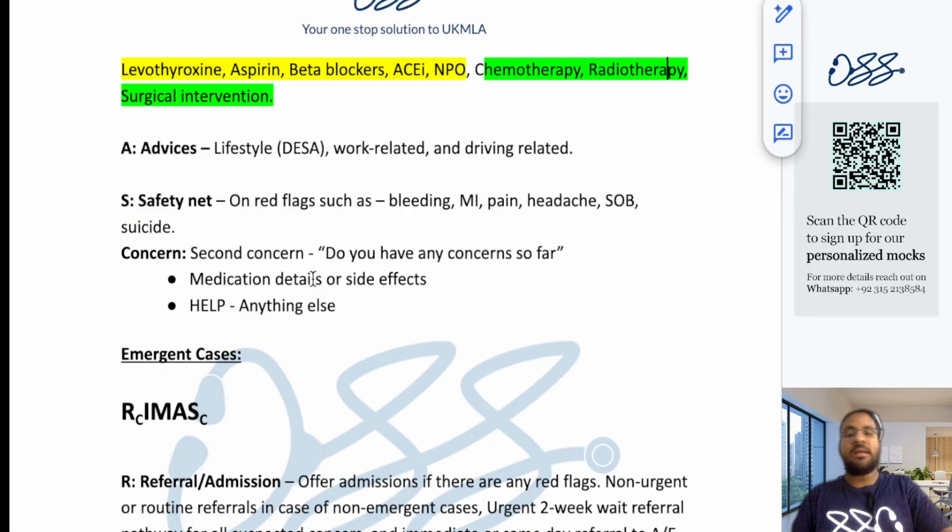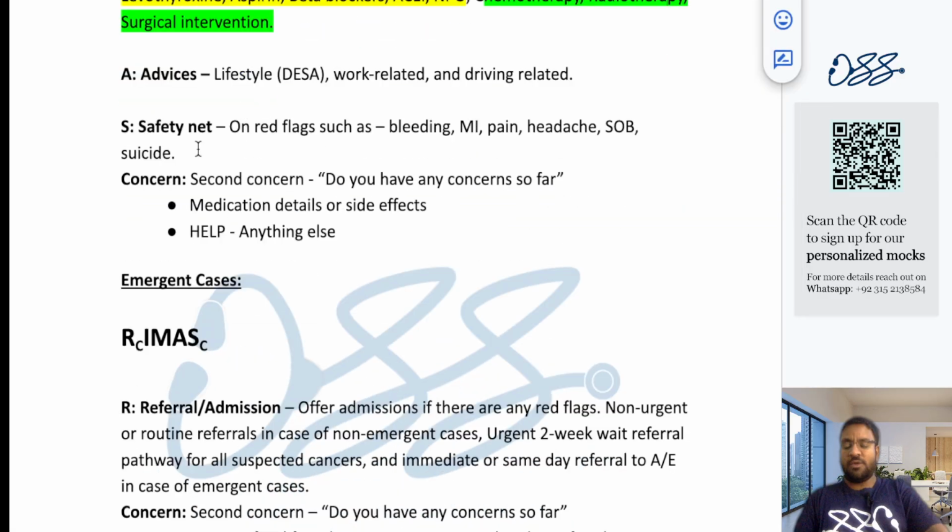All right, then comes the advices. You may want to give some lifestyle advices, like the DESA: diet, exercise, smoking, alcohol. And how you're going to do that is, okay, Mr. Adam, since you mentioned that you've been drinking more than 14 units of alcohol in a week, I would like to tell you that this is way above the acceptable limit, and the alcohol may be causing some damage to your pancreas and to your liver as well. So how about you try to quit it, or how about you try to reduce it? Just a little lifestyle advice in a very diplomatic, very nice way.